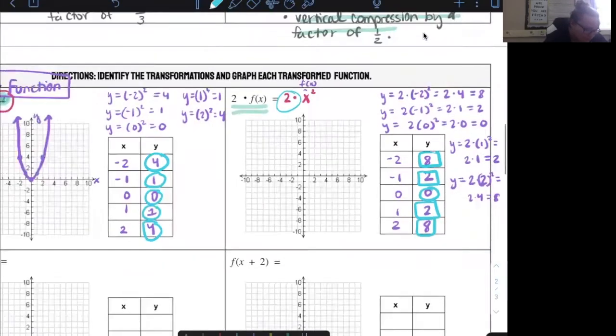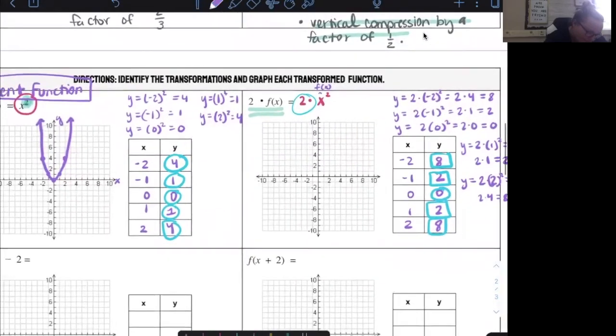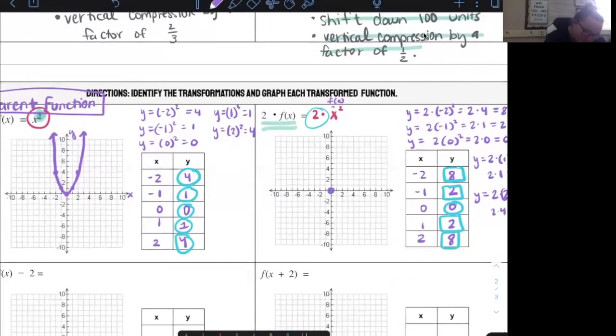So let's look at our graph then. So (0, 0) stays the same. (1, 2), (-1, 2), (2, 8), and (-2, 8).